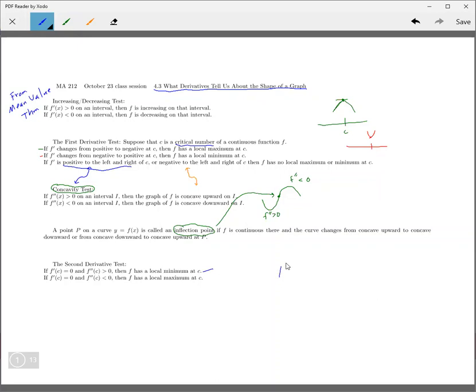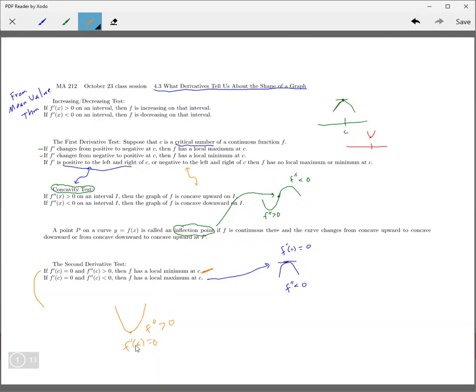So if you're like this, for example, your second derivative is negative, right? And your first derivative is 0. So that would be a local maximum. And then the second one, where your second derivative is positive, and your first derivative is 0.